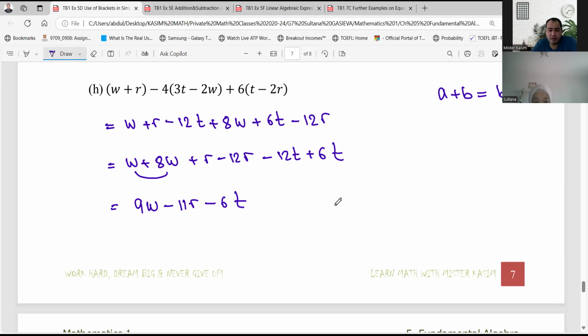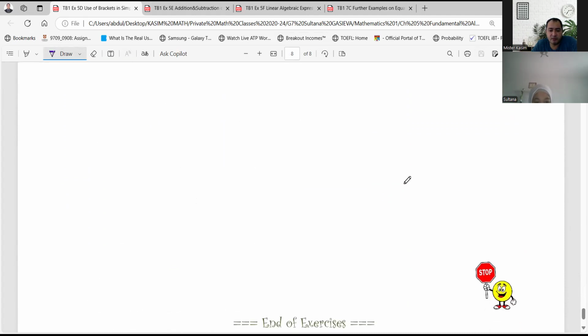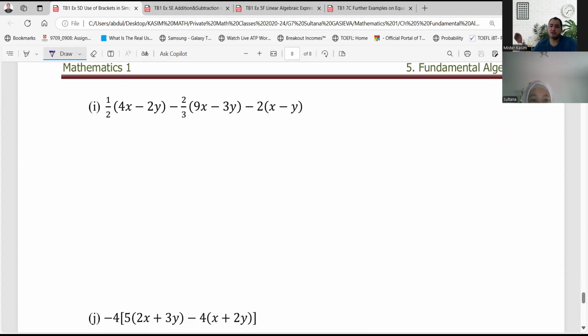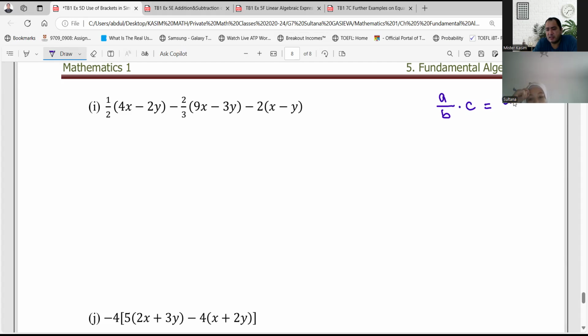Now you go try the next question, Sultana. Then we have only two more questions left. Then we'll practice some equations. Write first in your notebook. It involves a fraction, but you know how to multiply a fraction by a whole number, right? And once again, if we have A over B times C, it means A times C over B.